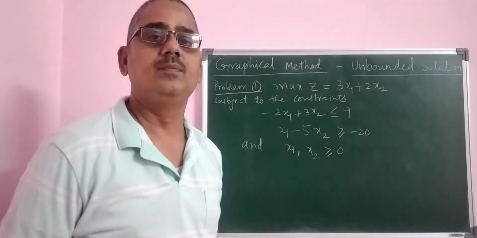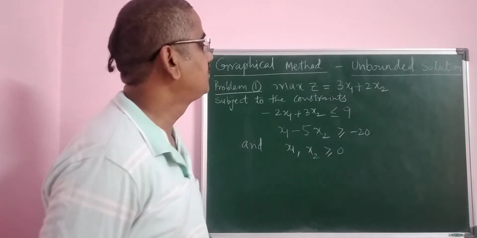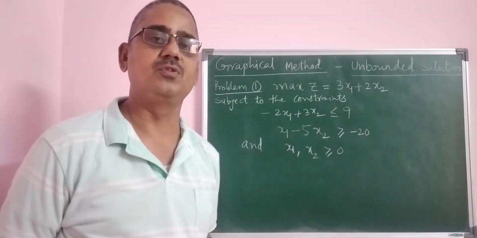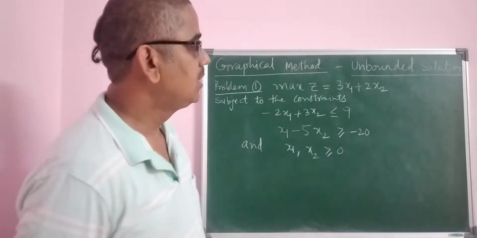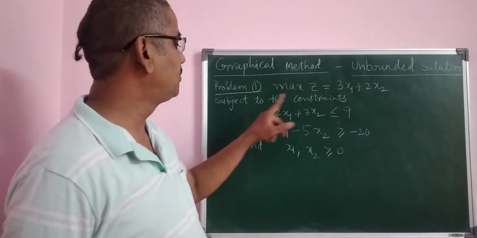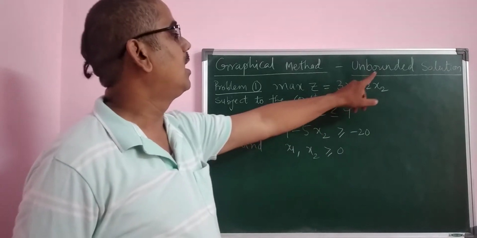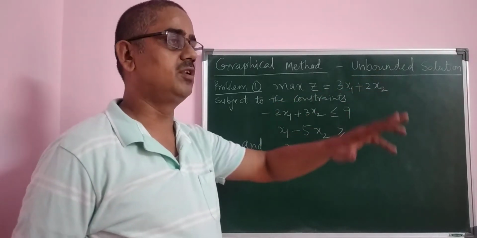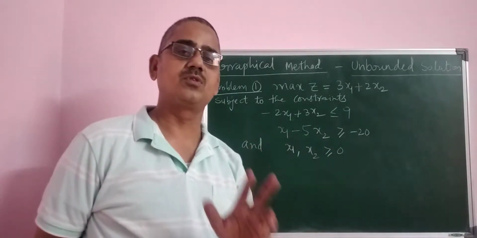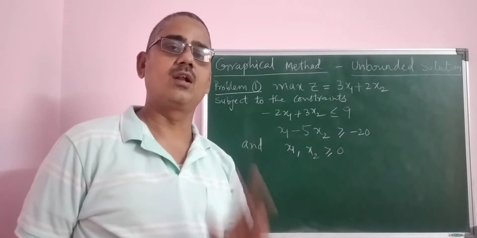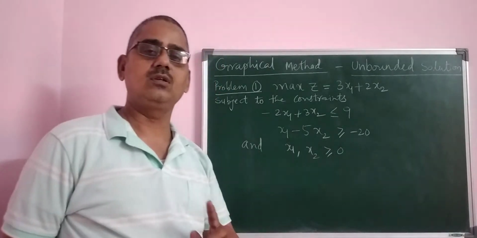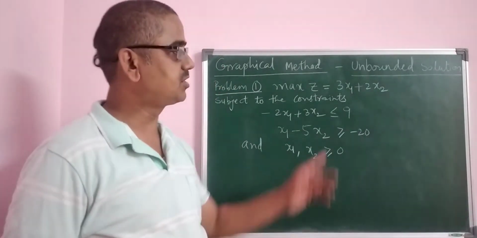In this lesson, we discuss one more problem and a particular case of exceptional cases of a graphical solution of a linear programming problem. You see here in this problem it is given maximize Z subject to the constraints. There are two particular exceptional cases in the graphical method of a linear programming problem: one, unbounded solution, two, infeasible solution. Now we are discussing the unbounded solution.